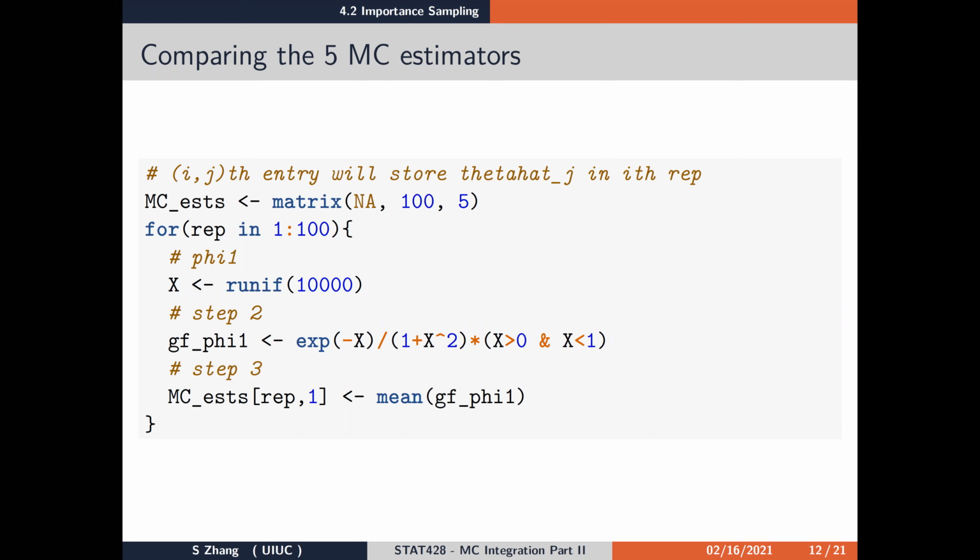across the 100 replications. Let's first get it for phi1, which is the uniform importance function. The code is the same as before, except that this time we repeat it 100 times. For each of the 100 replications, we sample the uniform, do the transformation, and then calculate the sample mean. We store the sample mean, which is our theta hat, into the MCS matrix that we just constructed. So here's the code for doing that for phi1.